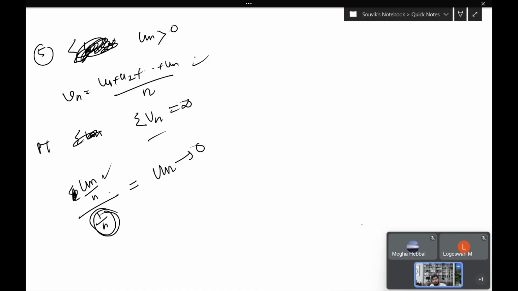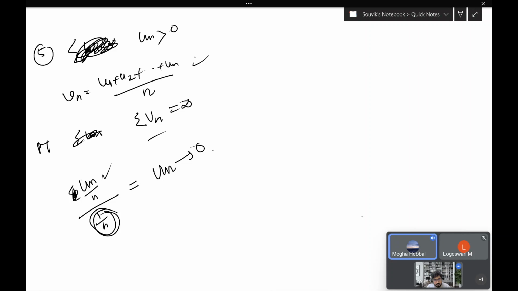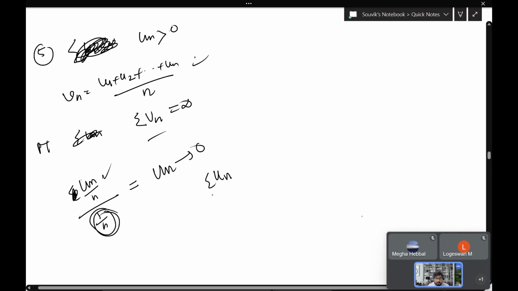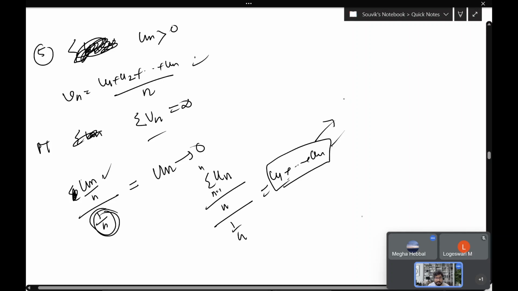So here you need to, yeah. We take the limit of that, so it will be the limit of summation un, not the limit of un. So basically you are asking this, right? So this is equal to nothing but u1 plus u2 plus ... plus un, right? Yes, sir. But how can we get the limit from here? From this we can't get anything, right?